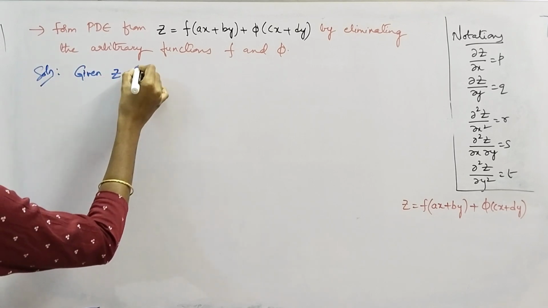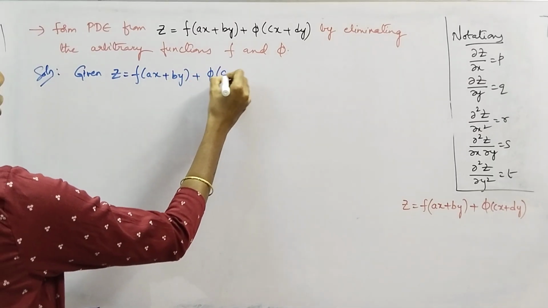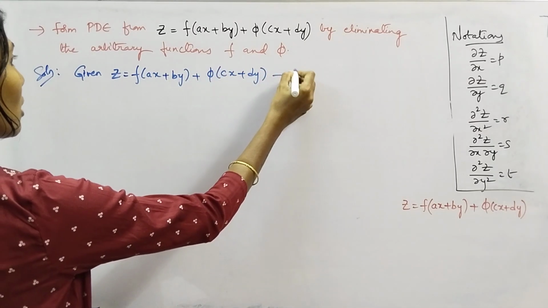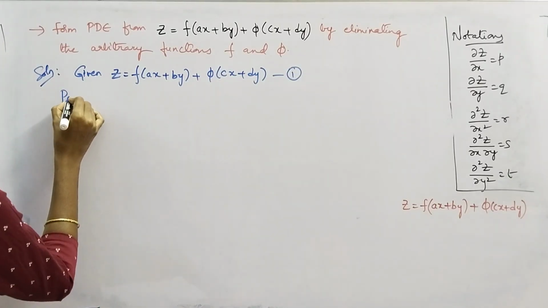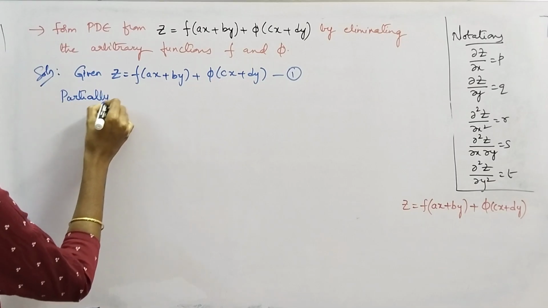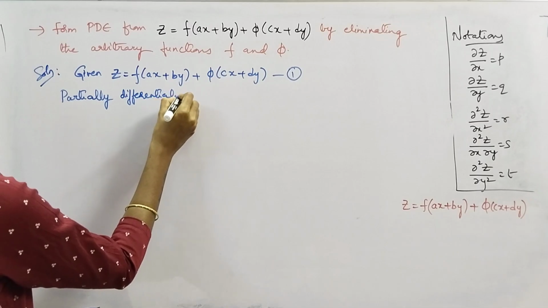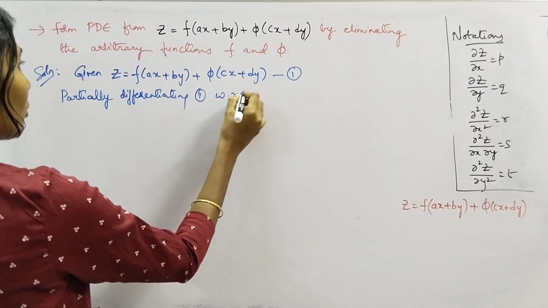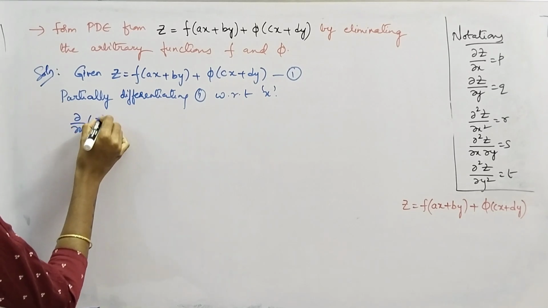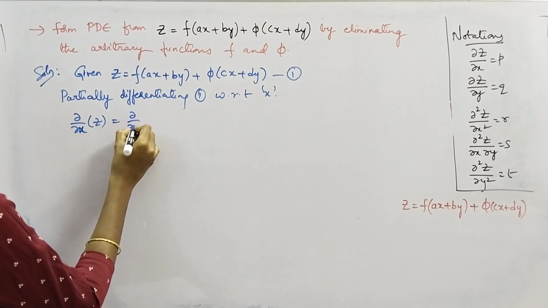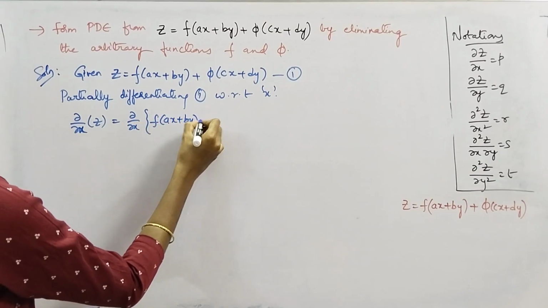Given z equal to f of ax plus by plus phi of cx plus dy, consider it as equation number 1. Now let's partially differentiate it with respect to x. Partially differentiating 1 with respect to x. Just apply dou by dou x on both sides of 1. In order to avoid mistakes, we'll just take dou by dou x on both sides of the equation, or you can do directly if you are good at finding partial derivative.